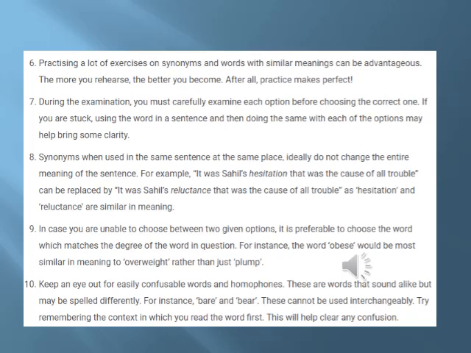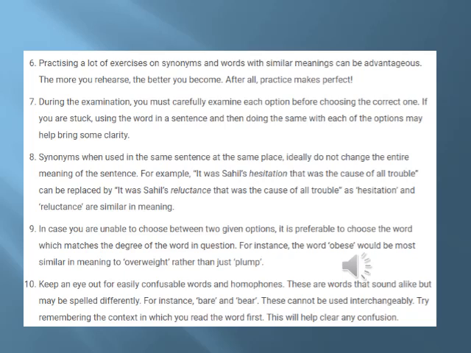Practicing a lot of exercises on synonyms and words with similar meanings can be advantageous. The more you rehearse, the more you practice, the better you become. After all, practice makes a man perfect. During the examination, you must carefully examine each option before choosing the correct one. If you are stuck, using the word in a sentence, and doing the same with each of the options, may help bring some clarity. In the case of some of the options, they may be opposite words. Then you can always opt out those words and look for those words which are similar in meaning.